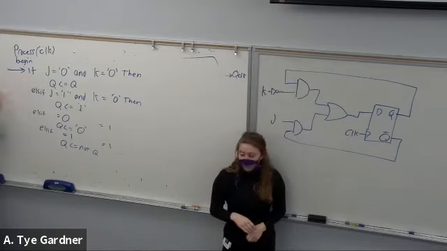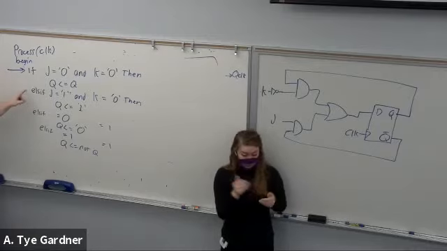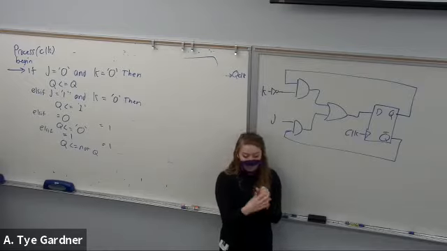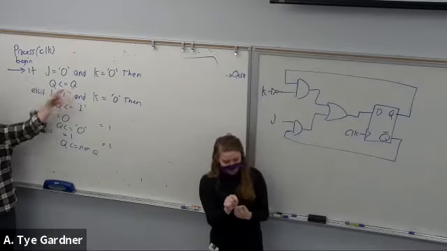Remembering that in this process, wherever I declared the entity, Q could not be an output. It has to be a buffer or in out. Right? Because I can't put an output on the right side of an equation, an assignment statement.